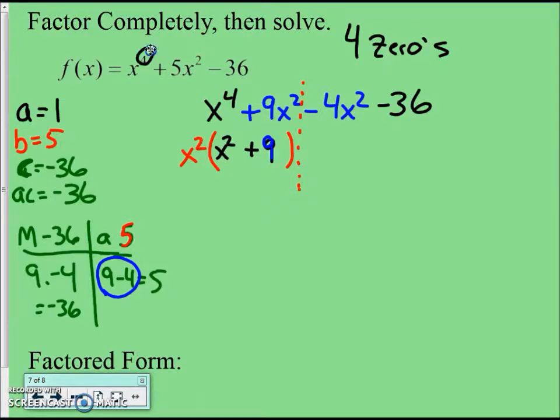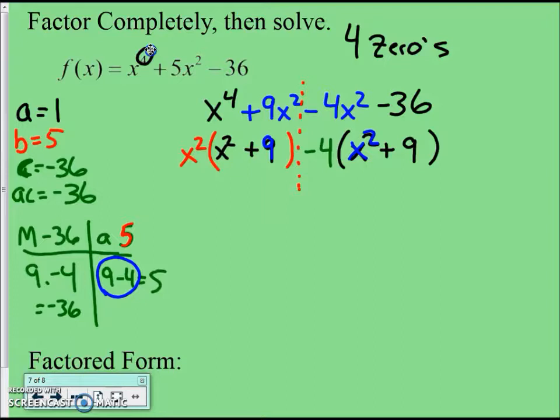On the other side, I'm going to look for a GCF between negative 4 and negative 36. Obviously, x squared is only in one term, so the GCF between negative 4 and negative 36 would actually be negative 4 itself. And inside the parentheses should be x squared plus 9. If we do the math there, negative 4 times x squared would give us negative 4x squared, and negative 4 times 9 would give us negative 36.